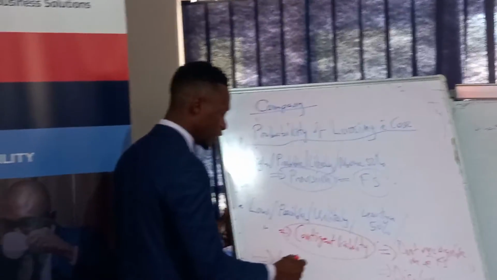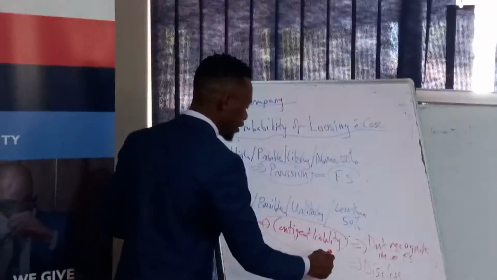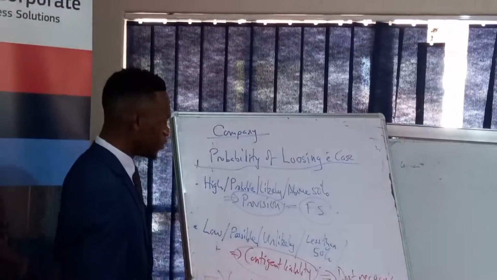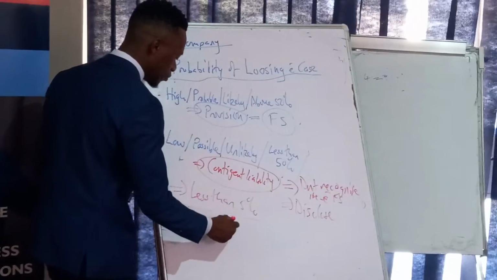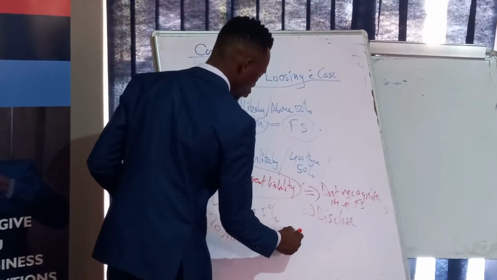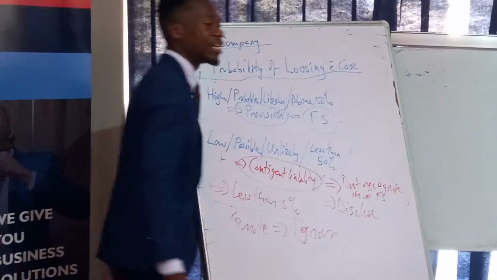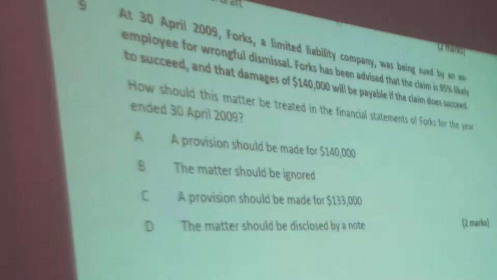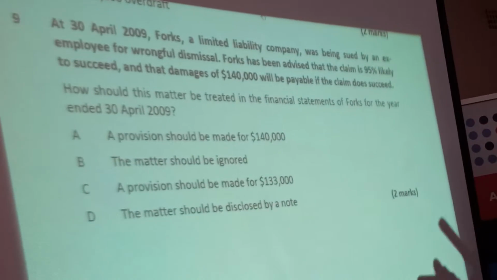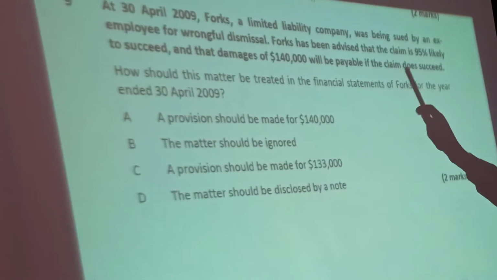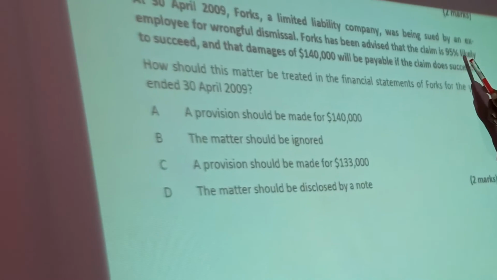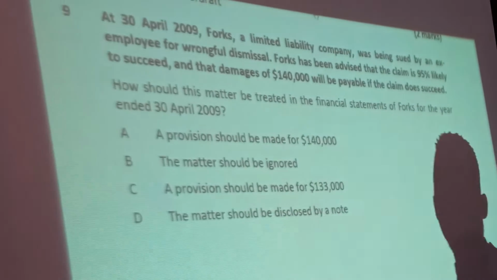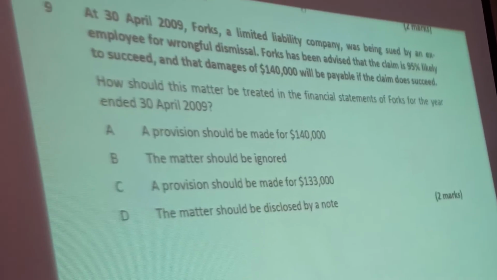But if it's less than 5%, guys, if the chance of losing is just less than 5%, it's nothing. We say it's remote. So if something is remote, what do we do? You just ignore. So let's look at this. Guys, measure the probability of losing, not of winning. You understand? So they are saying, we are the company, and we have been advised that the claim is 95% likely to succeed. The claim.